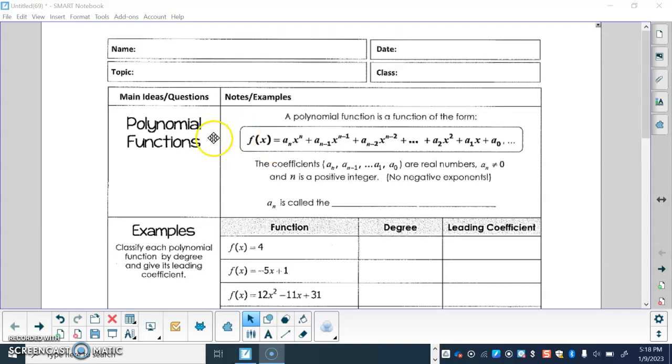So I have this video for you to keep up with on the notes. Okay. So we're going to look at polynomial functions. Poly meaning many, and numeral, number. So this is the many number function here.